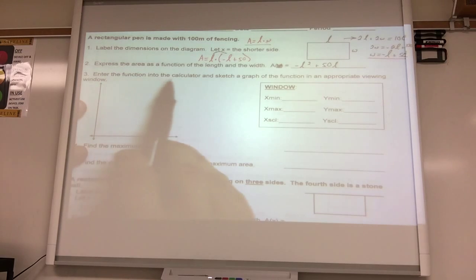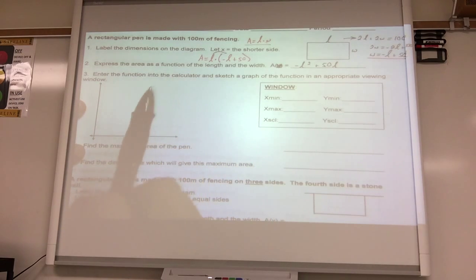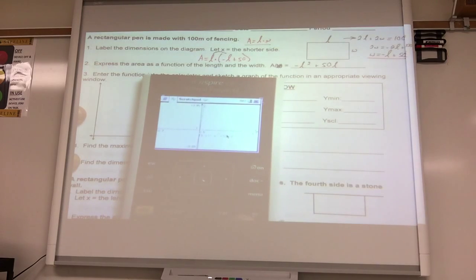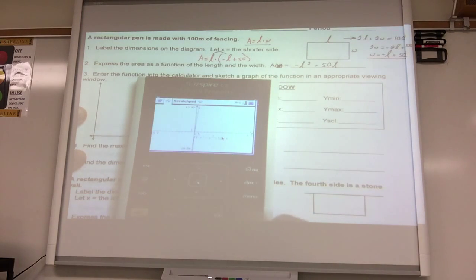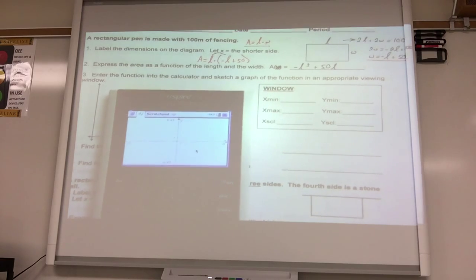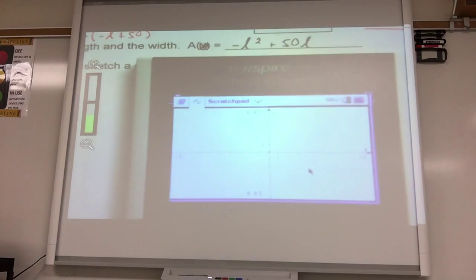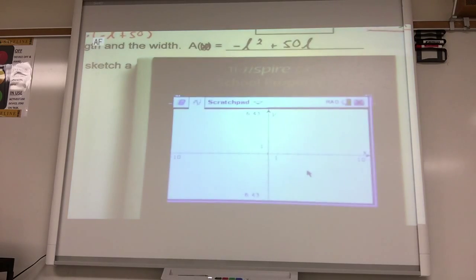After that, it says enter the function into the calculator and sketch a graph of the function in an appropriate viewing window. Okay, so let's go ahead and turn the calculator on. I'm going to close this all out and start from a fresh point so you guys can see what I'm doing. Let's put it into the calculator. I'm going to zoom in on this part now that I have this area function. I'm going to type in negative x squared plus 50x, and graph that.